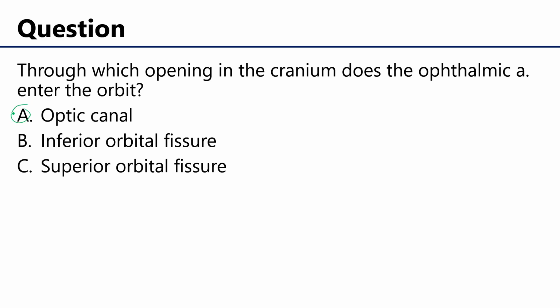B, inferior orbital fissure? Nope. C, superior orbital fissure? No again. So ophthalmic artery as well as optic nerve travels through the optic canal.